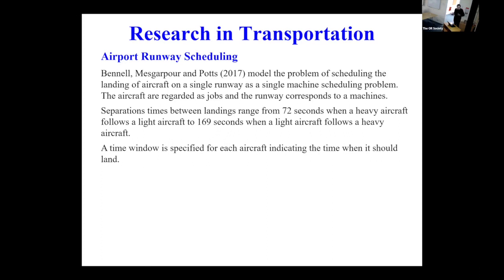The interesting thing about the problem is that the space that you have to leave between landing aircraft depends on the size of the aircraft, because aircraft leave a lot of turbulence when they're traveling through the sky. The separation times are 72 seconds when you've got a big aircraft followed by a small aircraft, 22 seconds, and there are 169 if those two aircraft are the other way around.